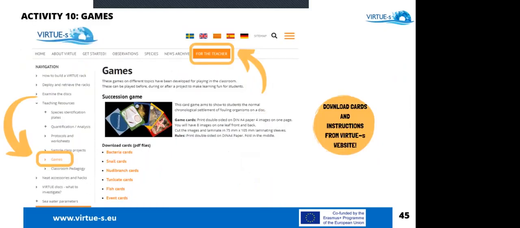Okay, so we are coming to the last part of the presentation. I would like to present you some ludic activities that can be done with youngsters to learn while having fun. On Virtuous's website, you can find game instructions, and also you can download the cards and laminate them to play in the classroom. Here in the section for the teacher, you can go in the left menu on games, and here you can download all the cards and the instructions.